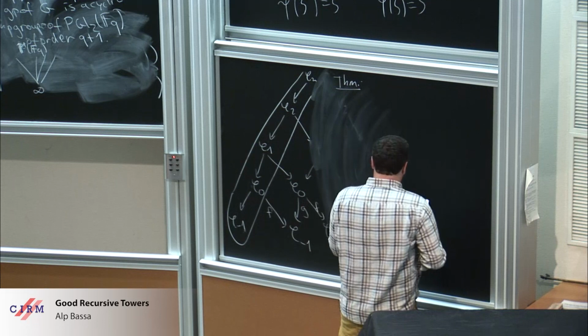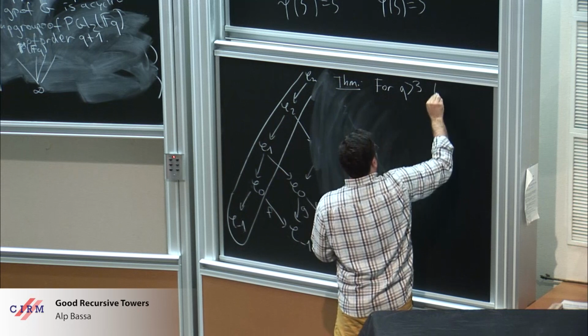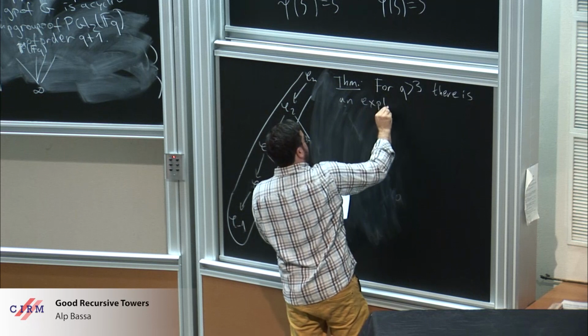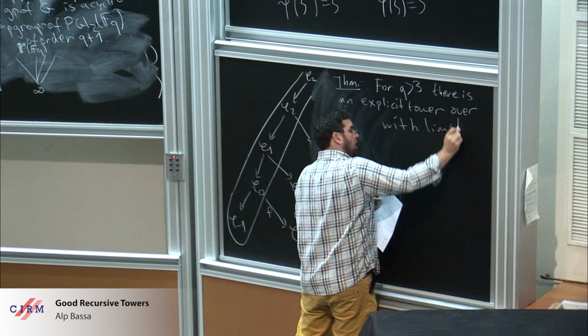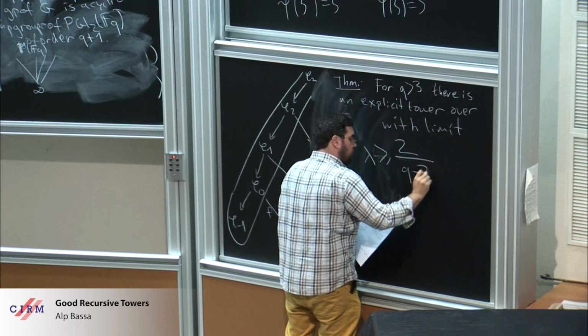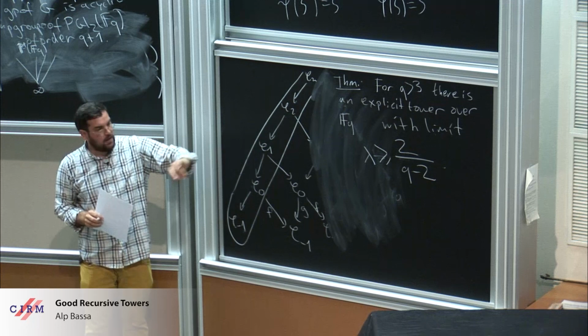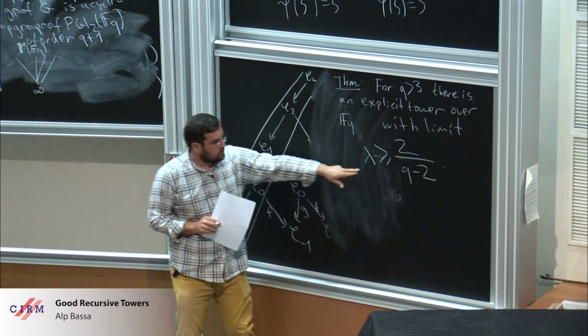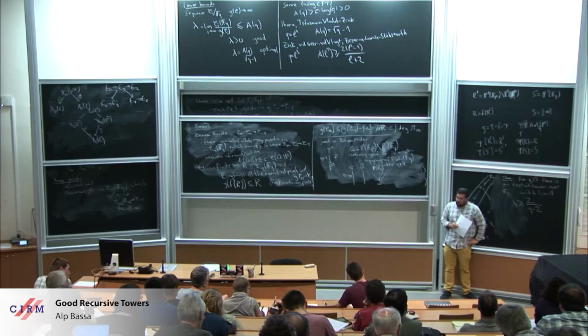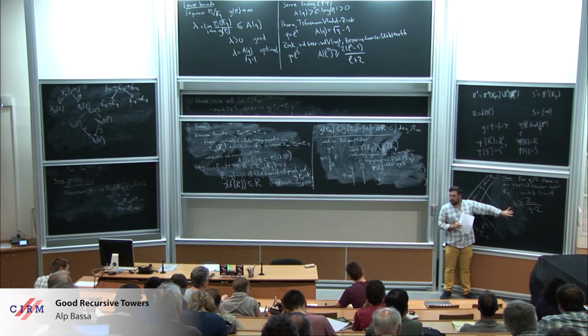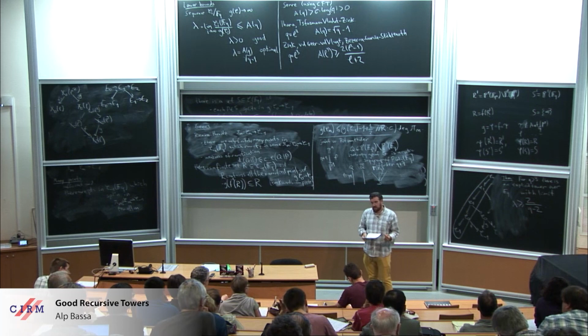So for q at least 3, there is always an explicit recursive tower over Fq for all finite fields Fq with limit lambda lower bounded by 2 over q minus 2. Okay? So let me maybe point out that this does not work for F2 and F3. And also it's a quite bad lower bound. So you see as q grows, it goes to 0. It does not improve any of the known bounds. That's the bad thing about it. The logarithmic lower bounds by Serre are better than this in any case. But the interesting thing is it is explicit, and there seems to be something special going on.